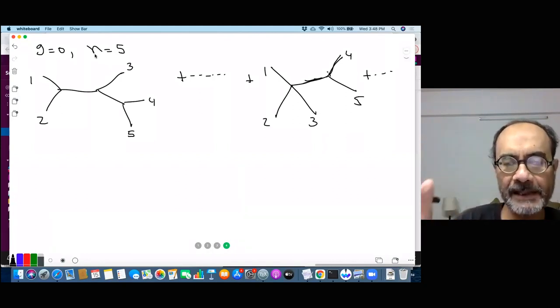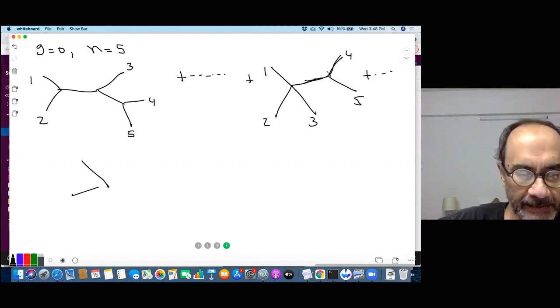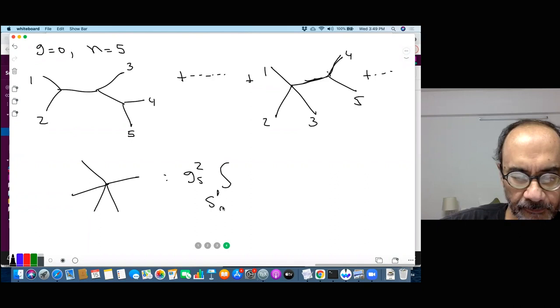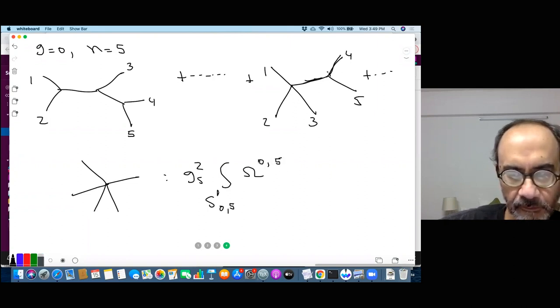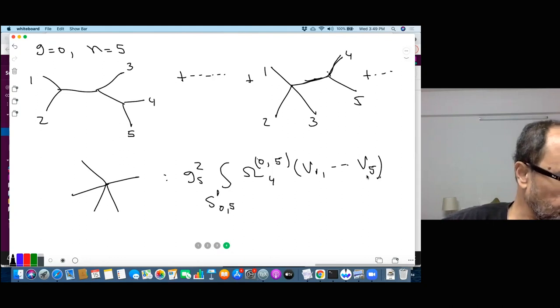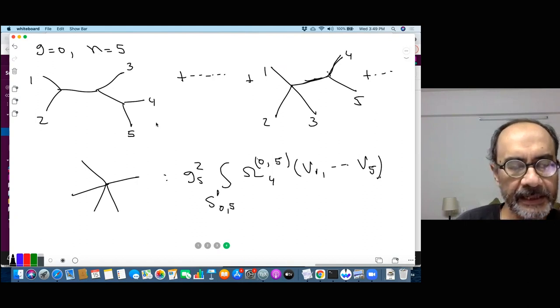And whatever is left, you reinterpret the integral, the contribution coming from that, in this case, as a g equal to 0, 5-point vertex. So this will be g_s squared integral S prime 0,5 omega 0,5. Is this clear?